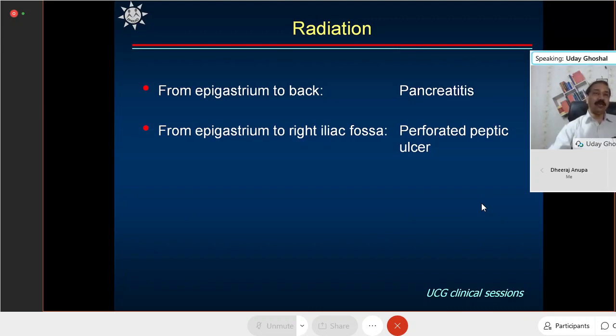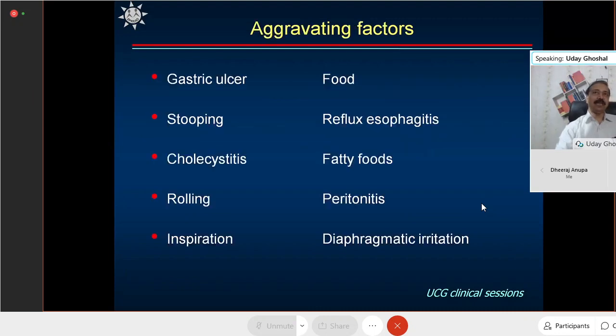I explained why. From epigastrium to right iliac fossa, perforated peptic ulcer. You know why? Because the perforation of the peptic ulcer occurs. You know there is a hepatorenal pouch of Morrison there. Hepatorenal pouch of Morrison, if you see the extension, it extends to the right paracolic gutter. Therefore, the right iliac fossa is the bottom of the right paracolic gutter. So therefore, there will be pain coming there.